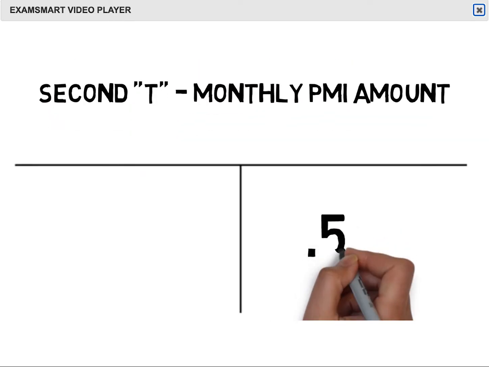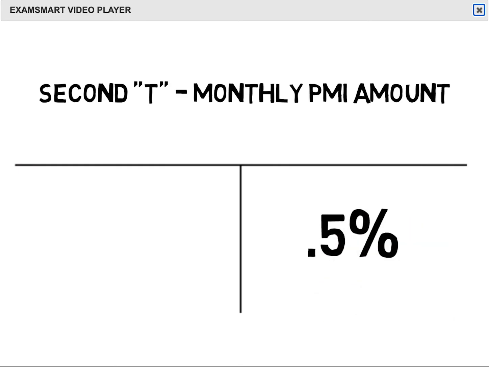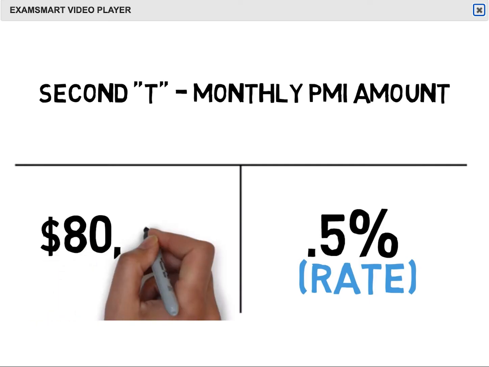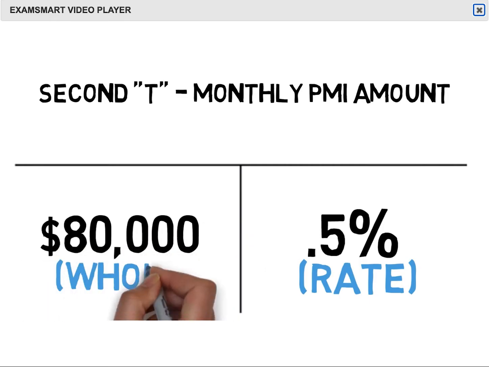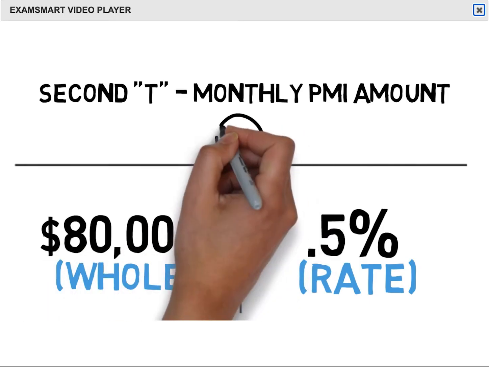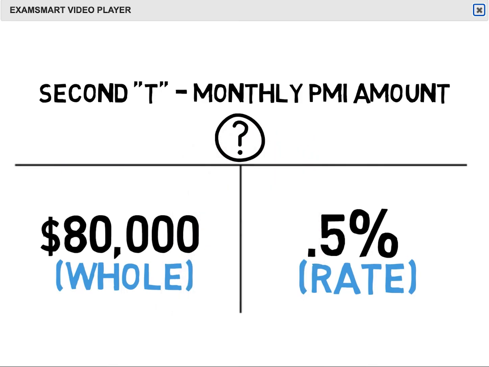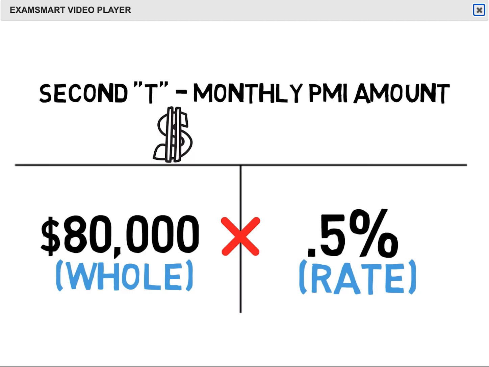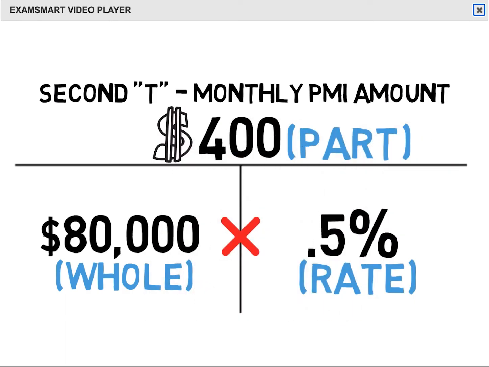In the second T, we can now base the private mortgage insurance, or PMI insurance, on that loan amount, and it is 0.5%. So in our second T, the 0.5% goes in the bottom right. The $80,000 loan will be the whole amount, the larger number, goes in the bottom left. So our formula tells us to multiply straight across. So we will take $80,000 times 0.5%, and that will give us the annual PMI insurance of $400. That will be the part.